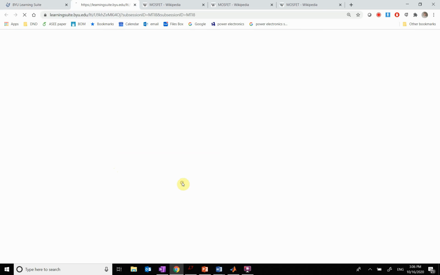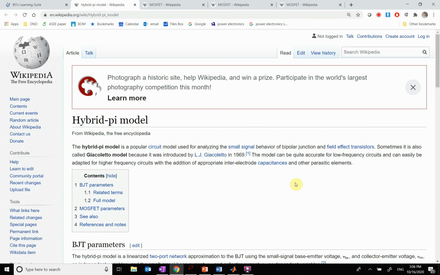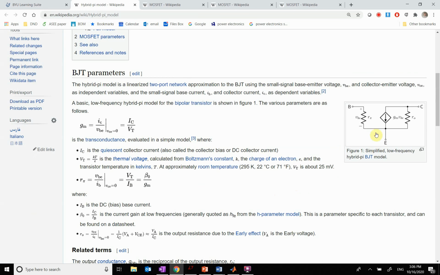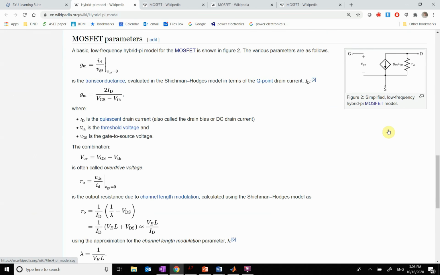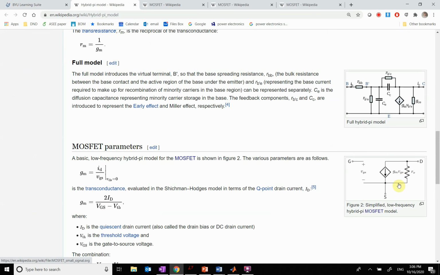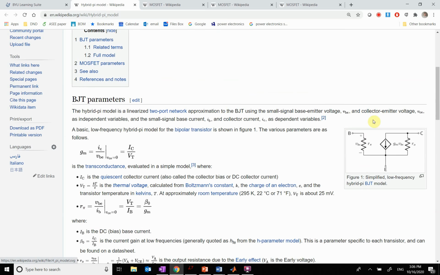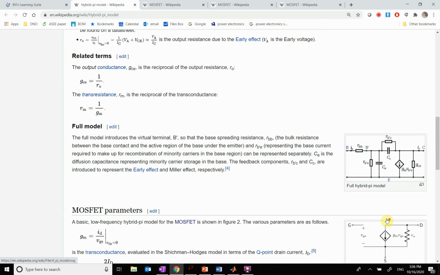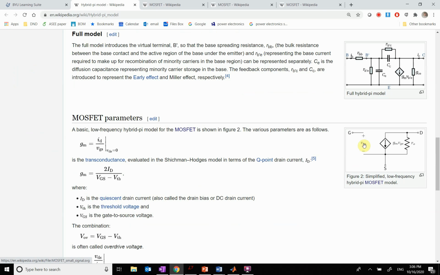And then if I look at my hybrid pi model, like we had before, here is the BJT pi model. Here is the MOSFET pi model. So you can kind of see I have the same gRO, I have the same gm VGS. The only difference is now that I have an insulator here, there's no resistor there. So you see that this looks very similar to this. We just dropped off the r pi. So there's no r pi in a MOSFET.